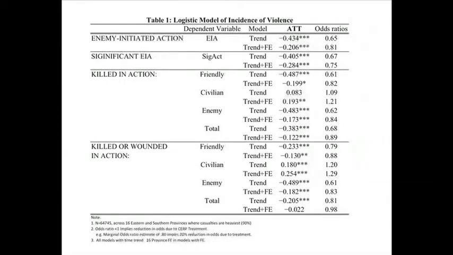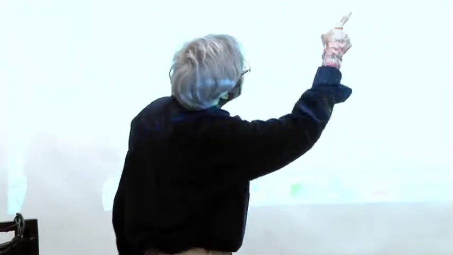So the dependent variable is a 1-0 enemy-initiated action, and there are 2 models. One in which I've got the year trend in it, and the other one in which I've got trend plus province fixed effects. So 16 provinces with fixed effects in it, and the average treatment effect is given by what's called the log odds ratio. But what that means is the following, right? Where there is SERP treatment within 5 kilometers, the odds of an enemy-initiated action decrease by 35%.